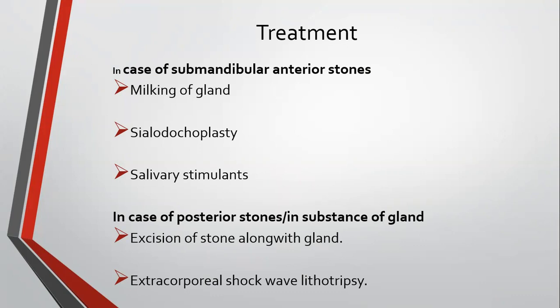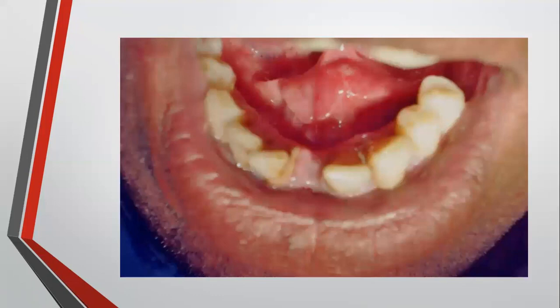If it is present anteriorly, you should milk the gland and give salivary stimulants. In children, sialodochoplasty can be done as well. In the case of posterior stones in the gland, you should remove the stone along with the gland, and you should do extracorporeal shockwave lithotripsy as well.